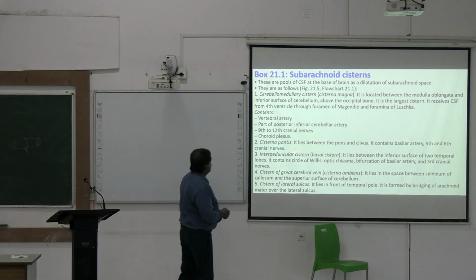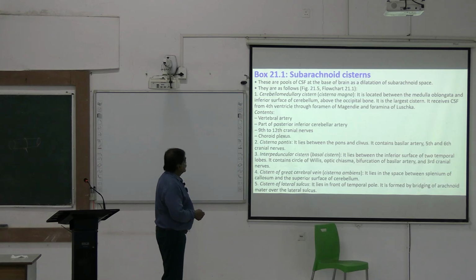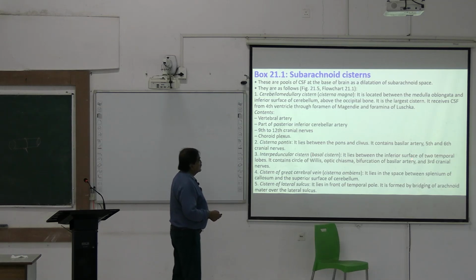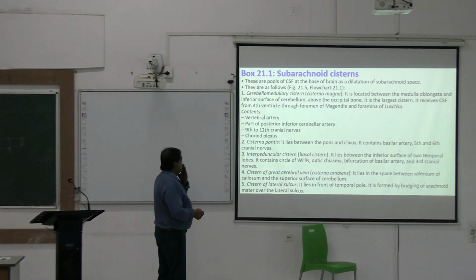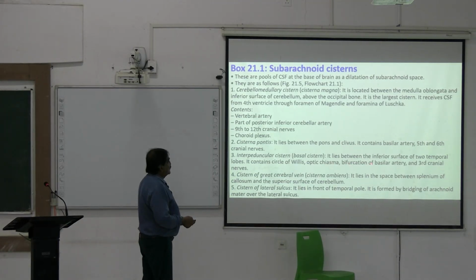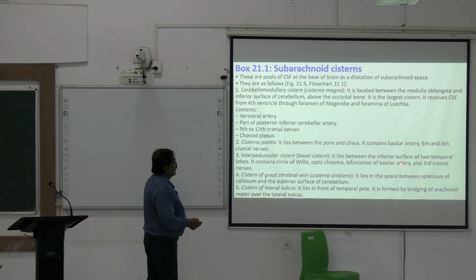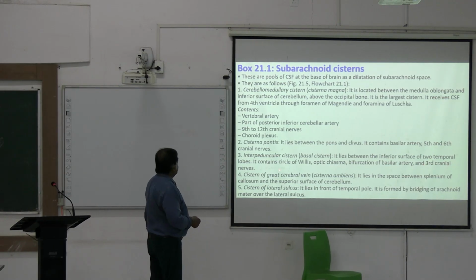6th cranial nerves. Interpeduncular cistern, basal cistern, lies between the inferior surface of the two temporal lobes. It contains the circle of Willis, optic chiasma, bifurcation of the basilar artery and third cranial nerves.